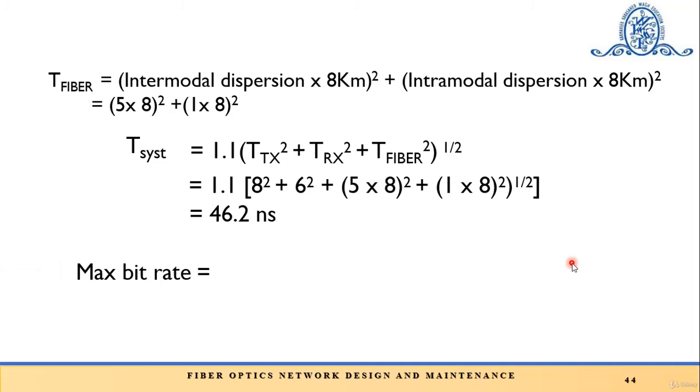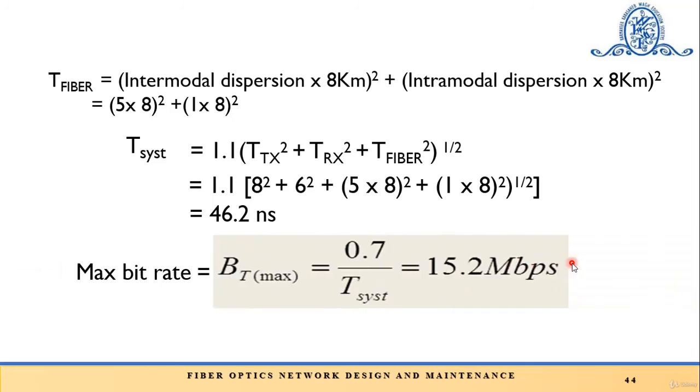The maximum bit rate can be calculated by the formula 0.7 divided by T system, and if the values are put, then the maximum bit rate is 15.2 Mbps. Thus, the given system, if it is operated in NRZ format, can support maximum data rate of 15.2 Mbps.